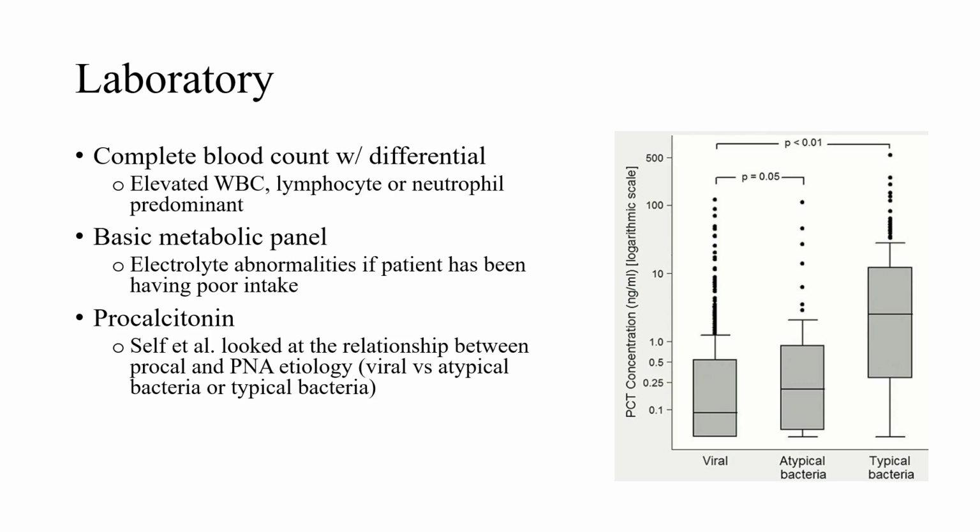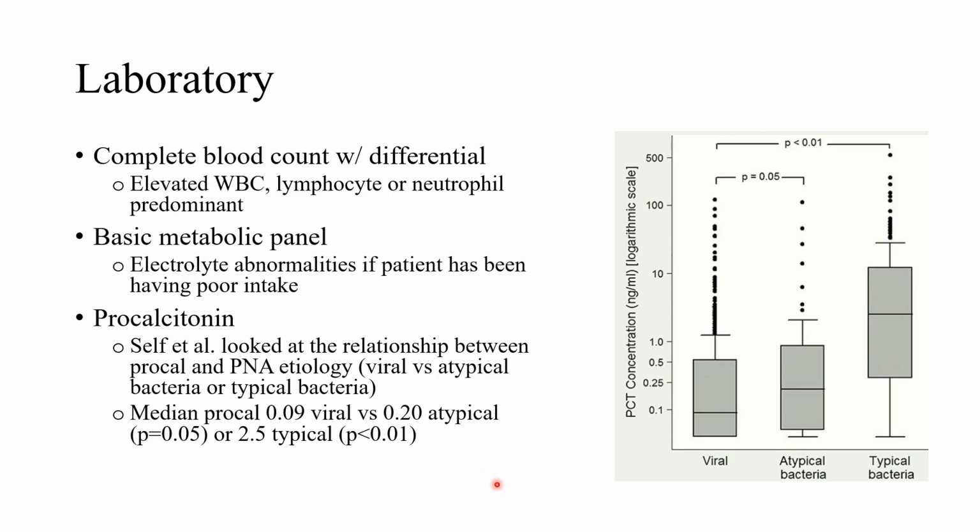So we look at a study here, this is a big study, Self and colleagues, which looked at the relationship between procal and pneumonia etiology, viral versus atypical bacteria or typical bacteria. Those are the ones we talked about earlier in the lecture. And what they found was that the median procal was about 0.09. The units here are nanograms per ml in viral pathogens versus 0.2 in atypical or 2.5 in typical.